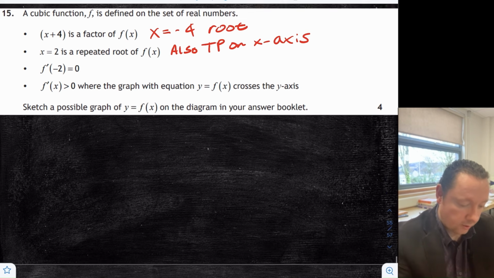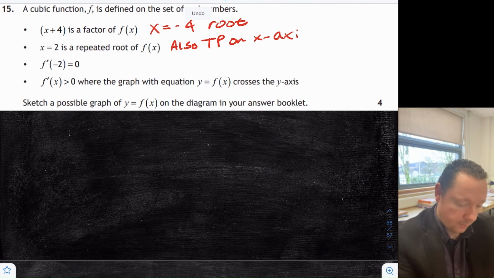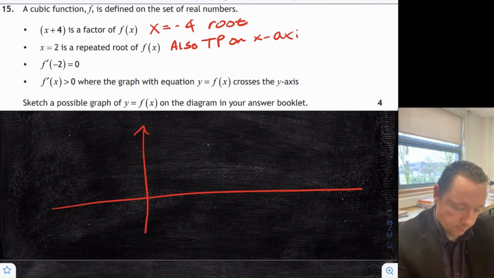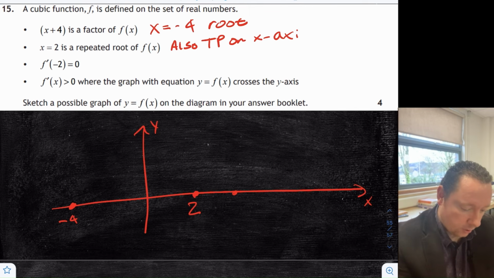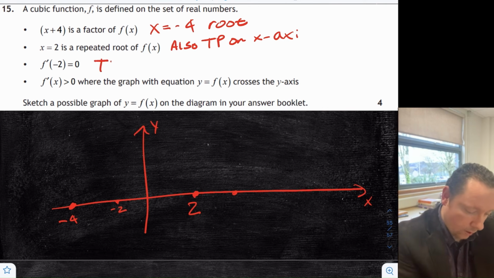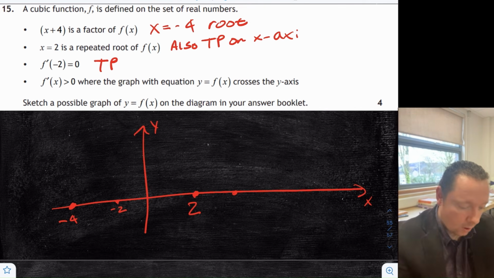So we can start drawing a graph. We can look at the other options in a minute. But if we draw a y and x-axis, just a quick sketch, we've got minus 4 as one of our roots, and we've got 2 as another root. And when looking at our derivatives, f dash of minus 2 equals 0. So we now know that at minus 2 at some point, we've got a turning point as well, not on the x-axis, but then we also know that f dash x is greater than 0 when it crosses the y-axis.